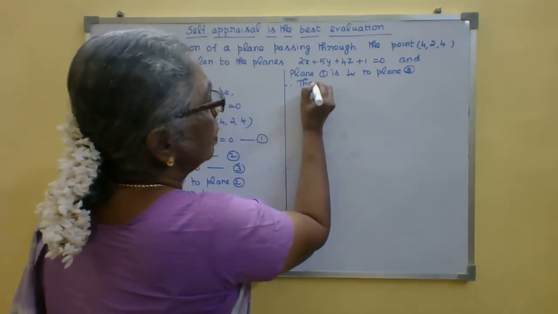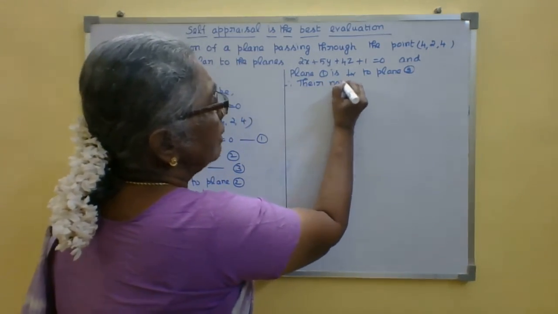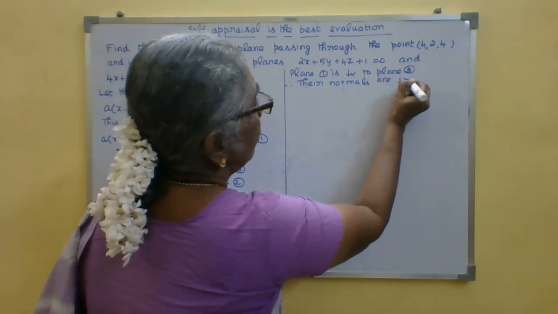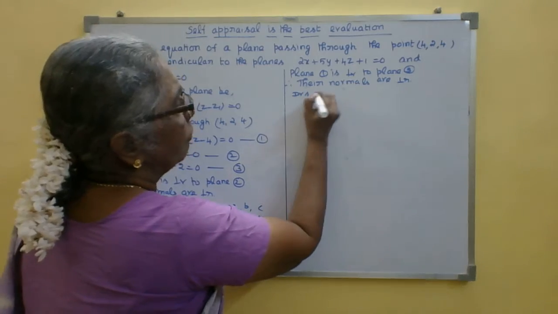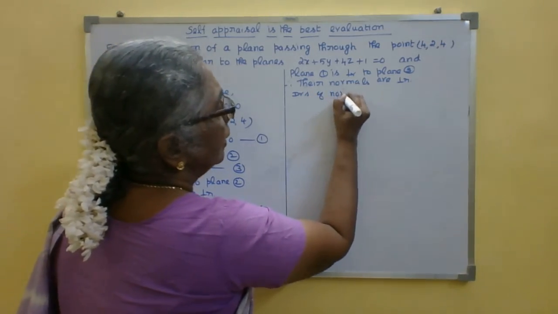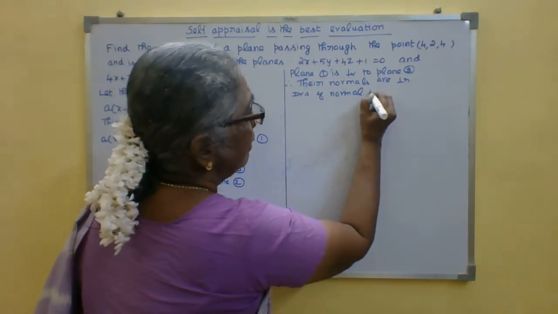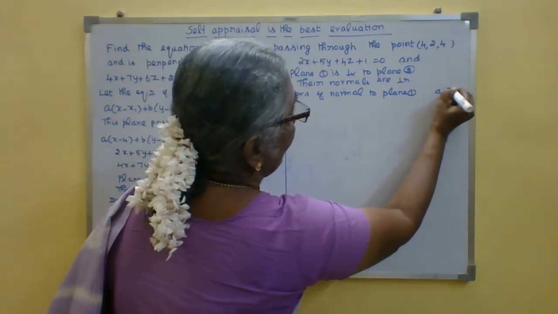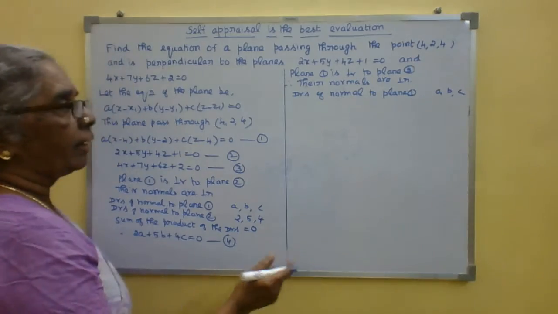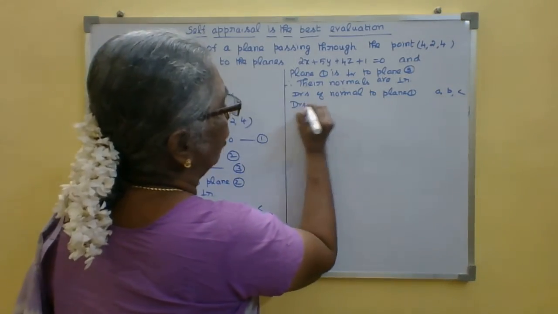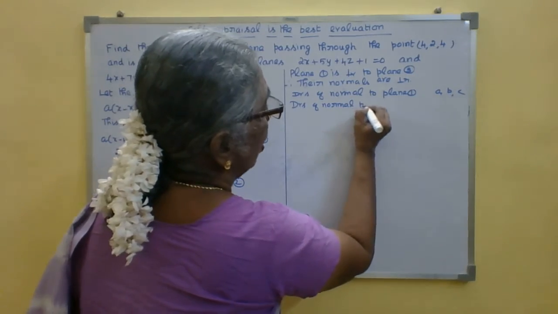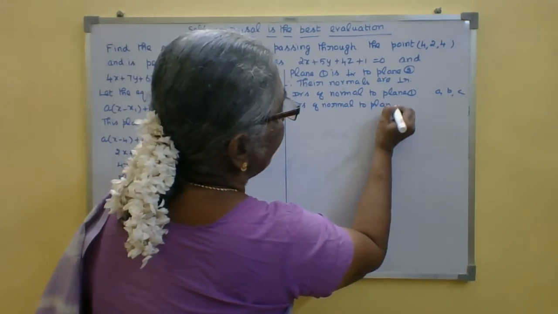Therefore, their normals are perpendicular, right? Their normals are perpendicular. The DRs of the normal to plane 1, you have already written, that is a, b, c. You know that already. Let us write the DRs of the normal to plane 3.